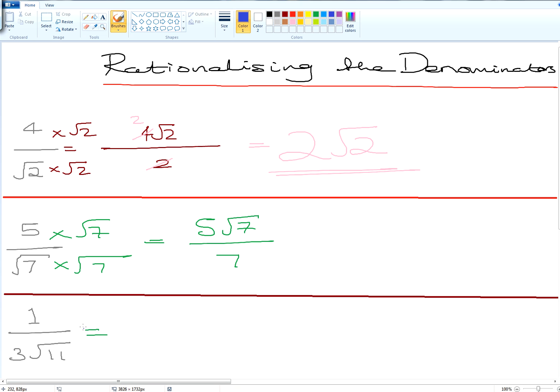Okay, we have 1 over 3 root 11. What do we multiply by now? Now remember, we've got 3. Is 3 a root? No. Do we need to rationalize the 3? No. So what we need to rationalize here is the root 11. Remember, 3 is multiplied by the root 11. So all we need to multiply by here again is still root 11.